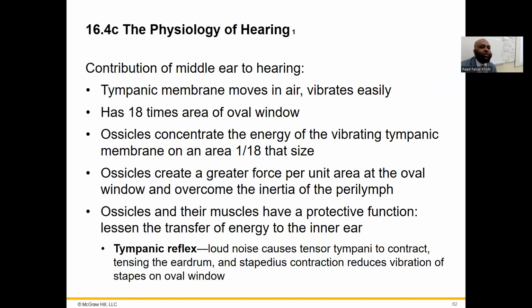So how does the physiology of hearing take place? There's a contribution that comes from the middle ear. The tympanic membrane is going to move in the air and is going to vibrate easily. Once we detect the sound, there's going to be a vibration in the tympanic membrane. It has 18 times the area of the oval window. The ossicles are going to concentrate the energy of the vibrating tympanic membrane on an area 1/18 of that size. The ossicles are going to create a greater force per unit area on the oval window.